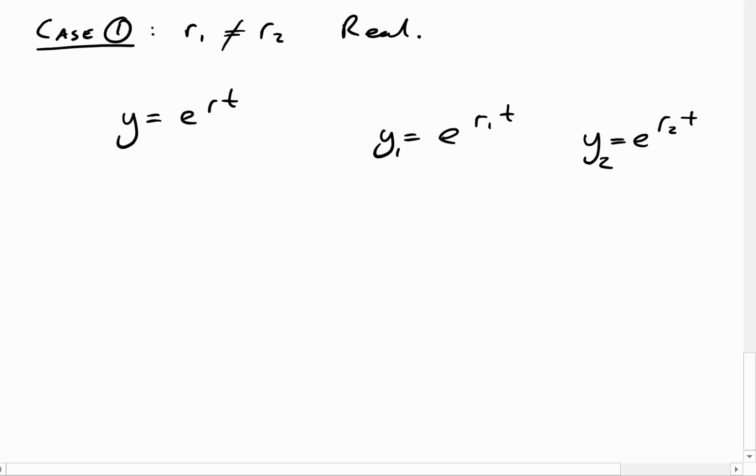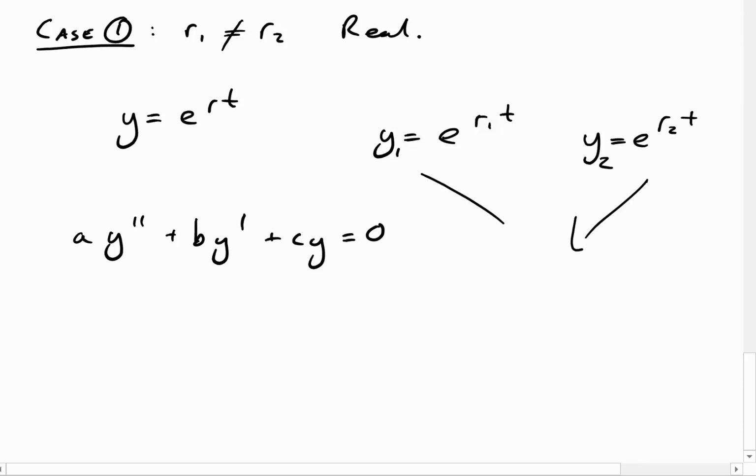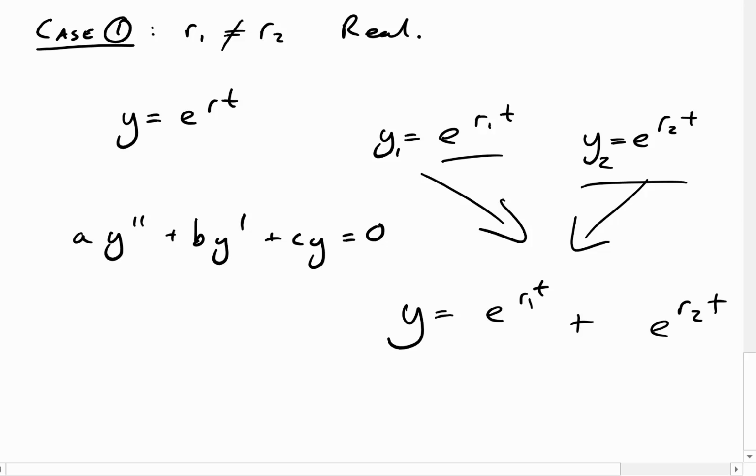Remember what our original differential equation was? It was y double dash plus b y dash plus cy equals 0. So what we're saying is that we can have two solutions, and either one of these will work. But we can also come up with a more general solution just by putting these two things together. Our general solution y will be e to the r1 times t, plus e to the r2 times t.